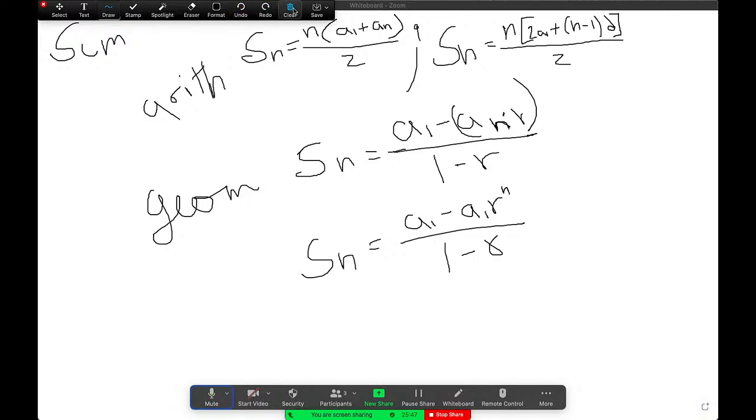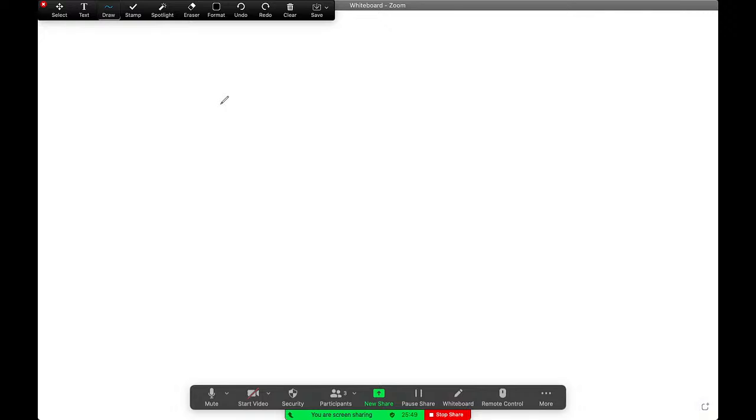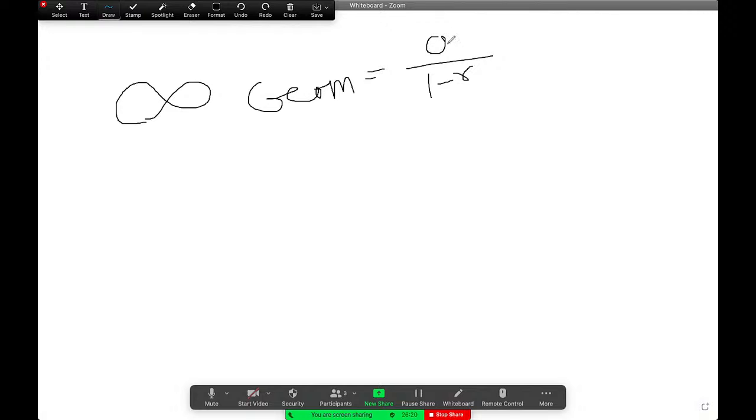Let me just clear the screen and we're going to move on to the other stuff. The last thing in this section, real quick: does anybody remember the sum of an infinite geometric series? Isn't it a_1 over 1 minus r? Yeah, you got it right. That's it. Super simple.